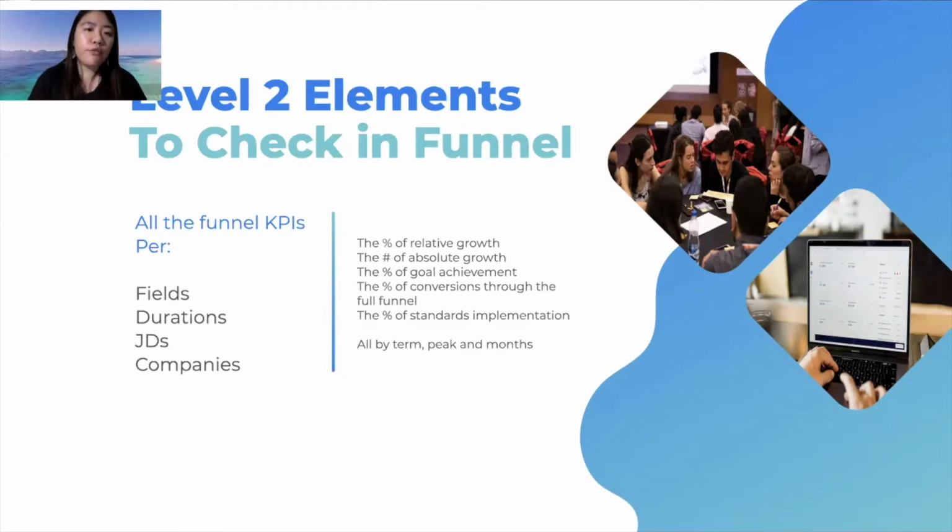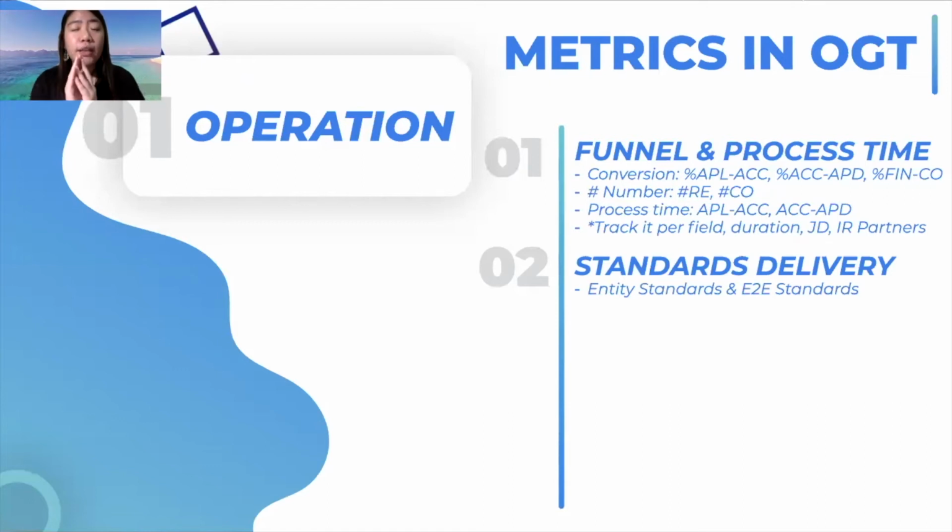So the level 2 tracking will be about how you're going to track your funnel based on these 4 things. And of course, you're going to look into growth, goal achievement by term, by peak, and by month as well. So when you look into it, there are a lot of KPIs there, but I am going to highlight some of the KPIs that you need to look into more specifically.